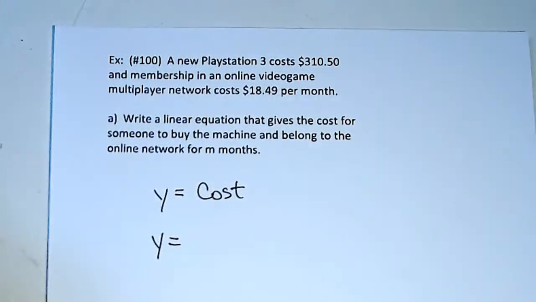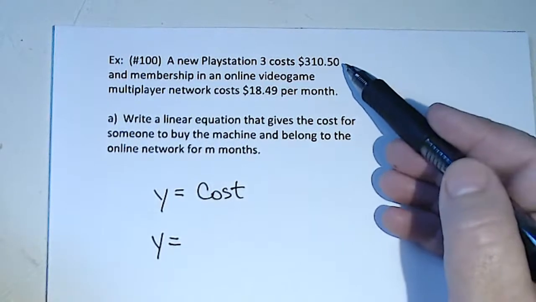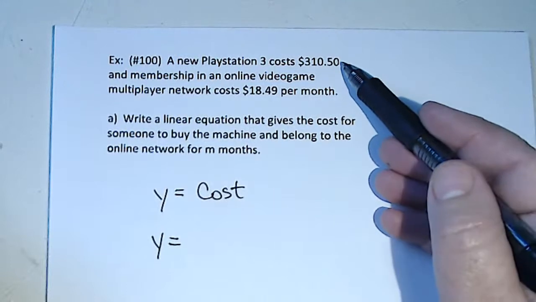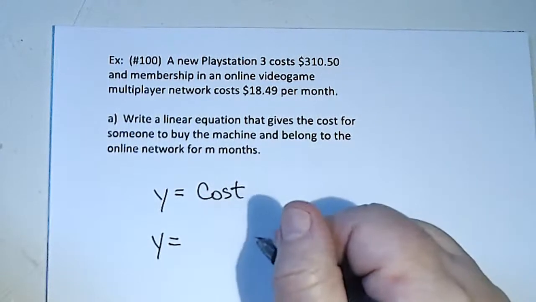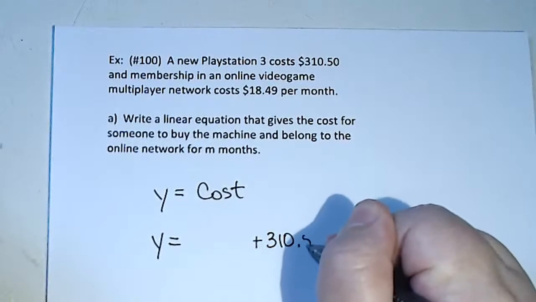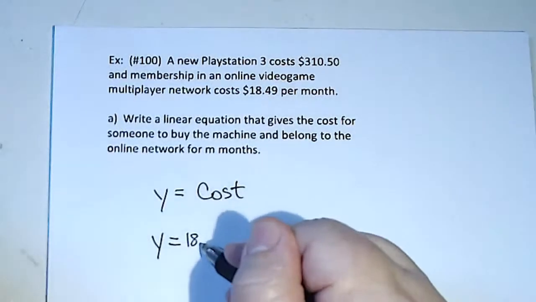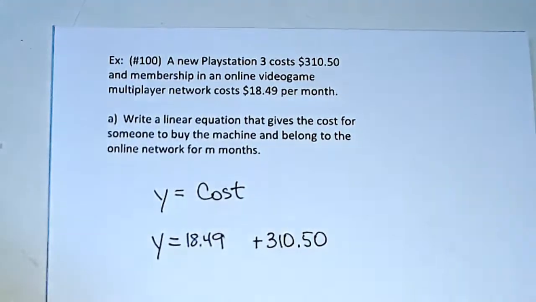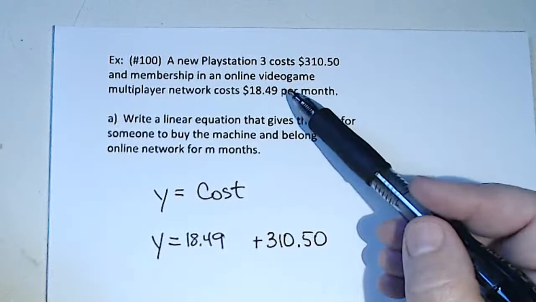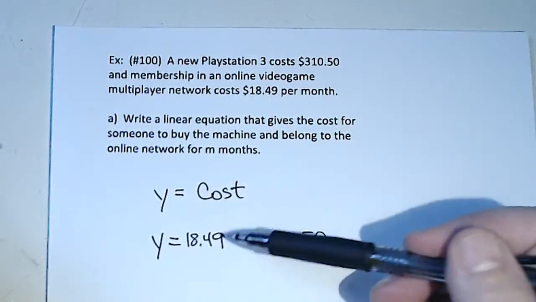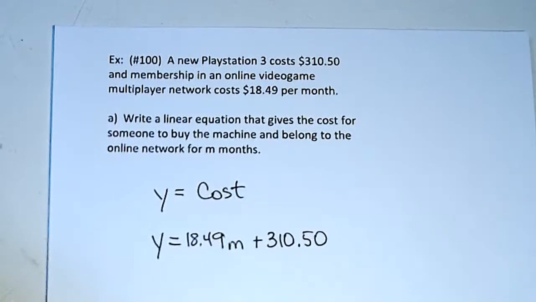So I am definitely going to have to spend $310.50, but that only gets spent once. So I'm going to put this at the end, $310.50. I'm just going to pay that once. Now, if I just put in $18.49 here, then I'm only spending it once. And in fact, I want to keep subscribing. So this is going to be per month, so I have to take this and multiply it times the number of months. And there you go. This is in slope-intercept form.